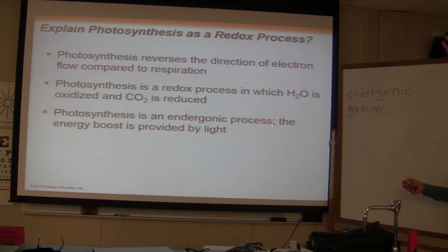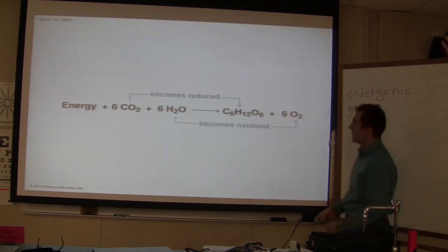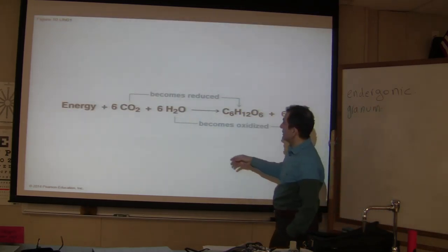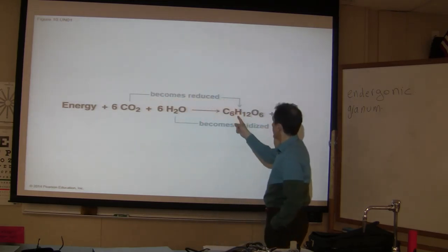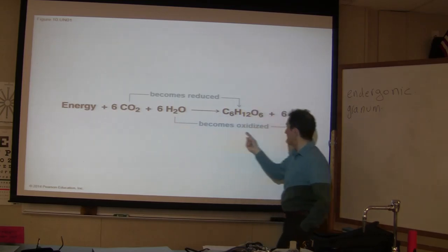Photosynthesis is an endergonic process. We already talked about that. The energy boost is provided by light. Okay, here we go again. Carbon dioxide becomes reduced, and then the water molecule is being oxidized.